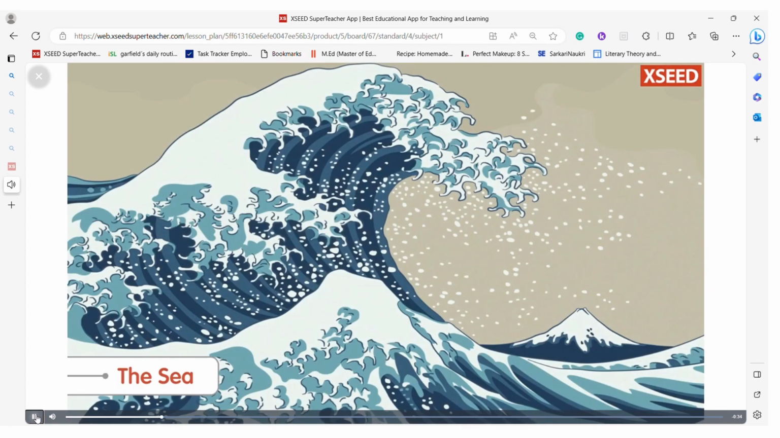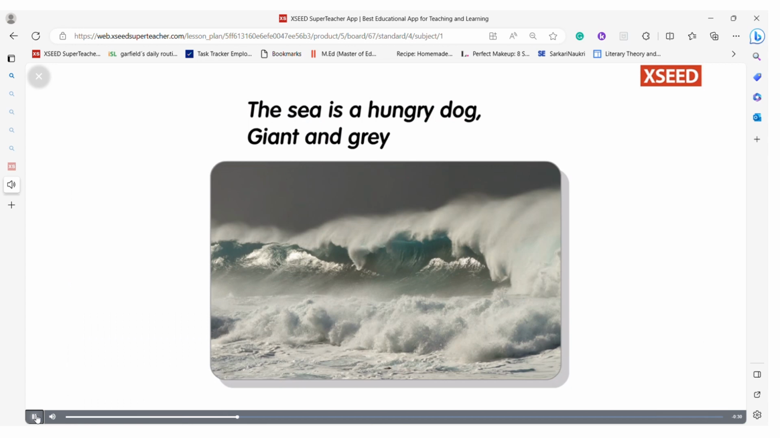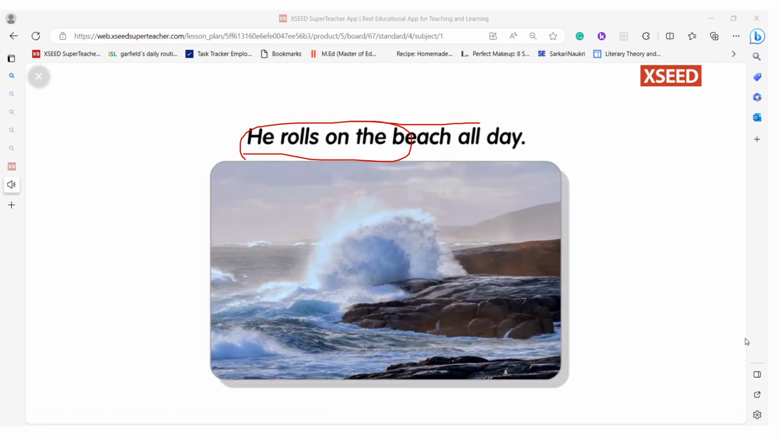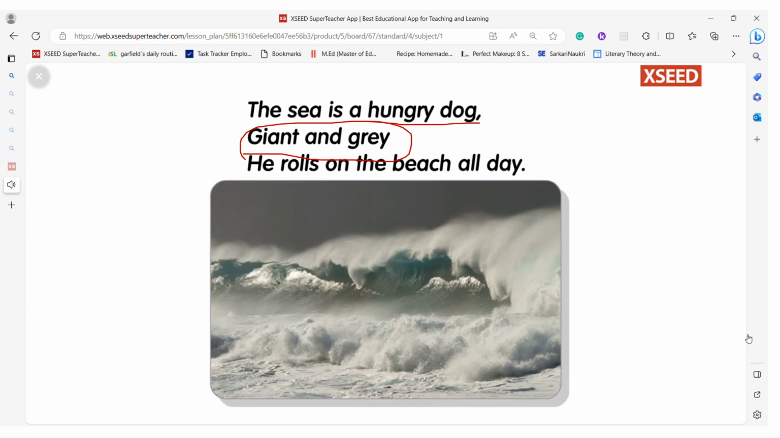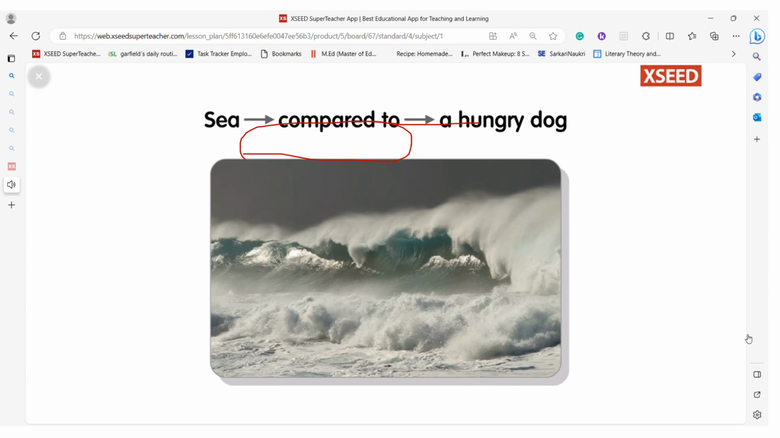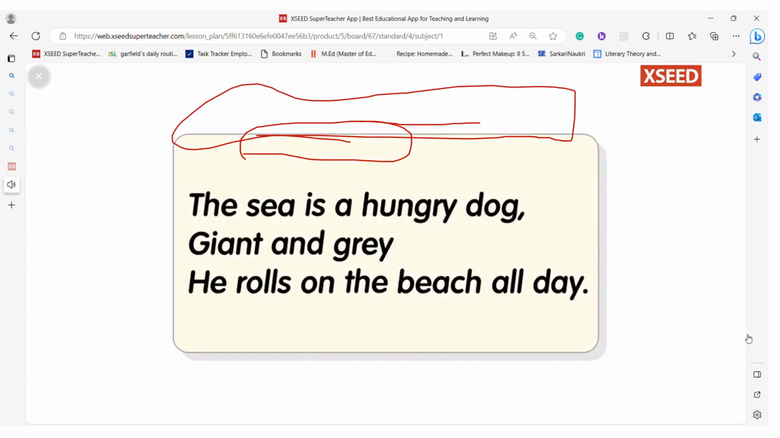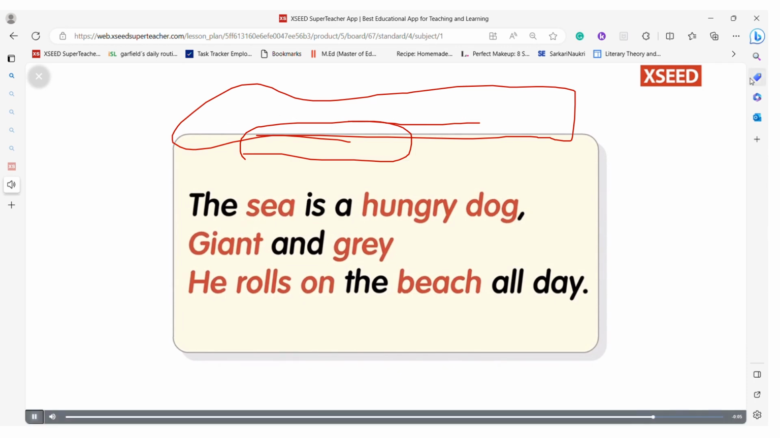Okay. Now this picture of the sea is there, and the sea is compared to a hungry dog who is giant and grey. So if you look at the images, he rolls on the beach all day. So what is a poet doing? It is helping you to create the image. Sea is compared to a hungry dog. So these words help you to compare the sea to a hungry dog.